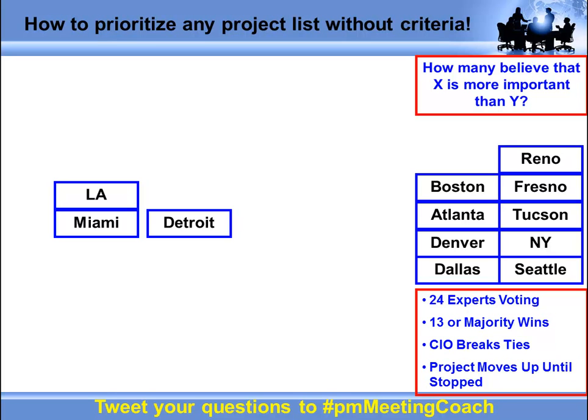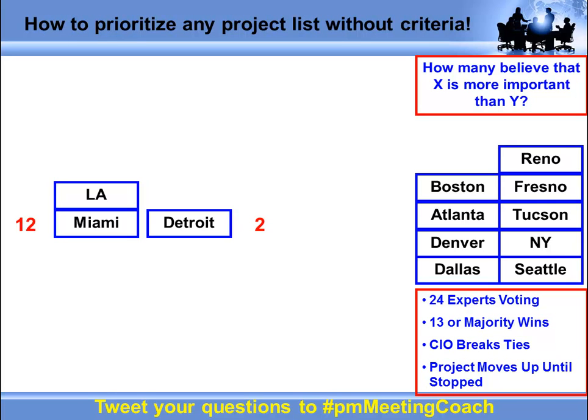And my counter says two. So now what I want to do is double check to make sure that Miami really is more important, because maybe people aren't voting or they're not paying attention or whatever. So I read the question again in reverse order. How many people believe that Project Miami is more important than Project Detroit? And I see there's 12.